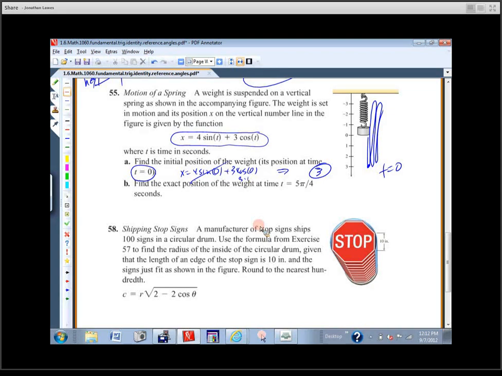Now we don't often measure seconds in pi, but that's the way it is here. So t equals 5 pi fourths. So what do you think we ought to do? Plug in 5 pi fourths. So x is going to be 4 times the sine of 5 pi fourths plus 3 times the cosine of 5 pi fourths. Okay, now there is something nice about this.